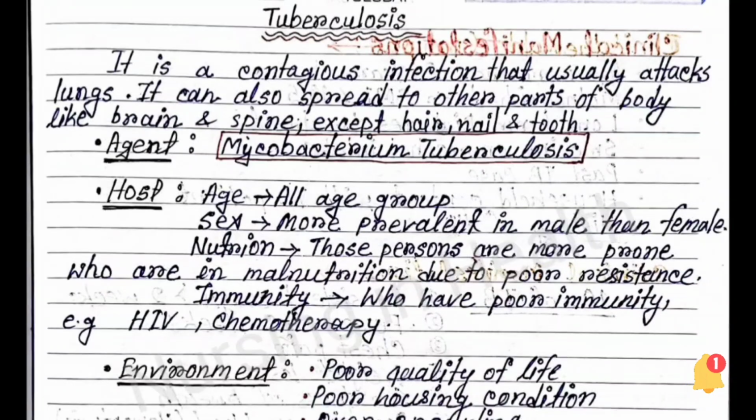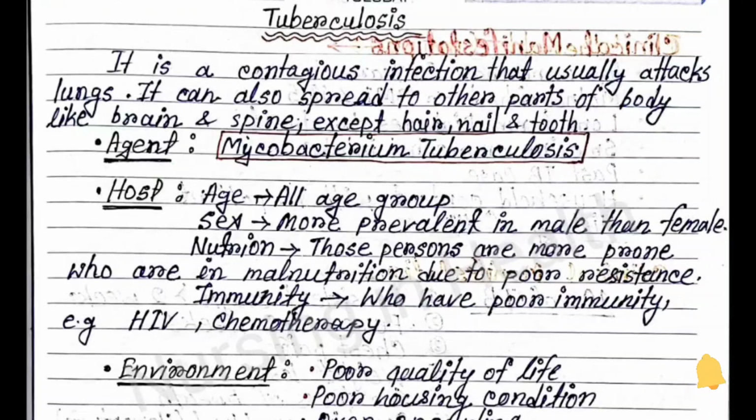Today I will discuss tuberculosis, the most infectious disease in our community. It is a contagious infection that usually attacks the lungs. It can also spread to other parts of the body like the brain and spine, except hair, nail and tooth.